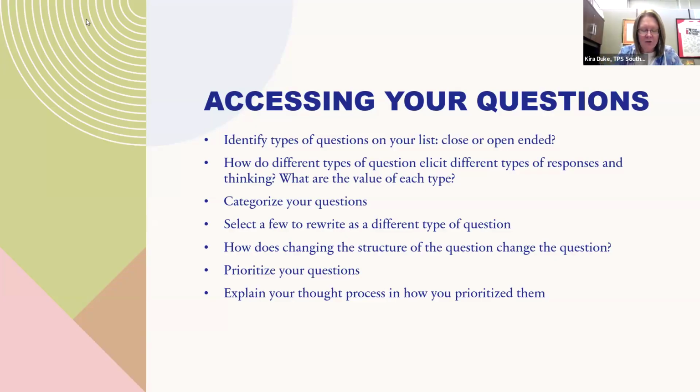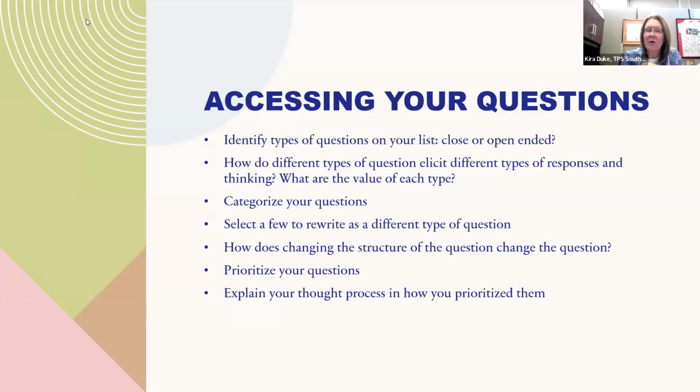After you've had a chance to run through the exercise, and students have developed their questions, that's really just the very first step. It is these subsequent steps, when you're assessing your questions, where I feel like there is real value in this process. The first thing you want to do is identify the types of questions you have. Are they closed or open-ended? We'll go through these with all of ours in a second, but to begin with, how do different types of questions elicit different types of responses and thinking, and what is the value of each type?